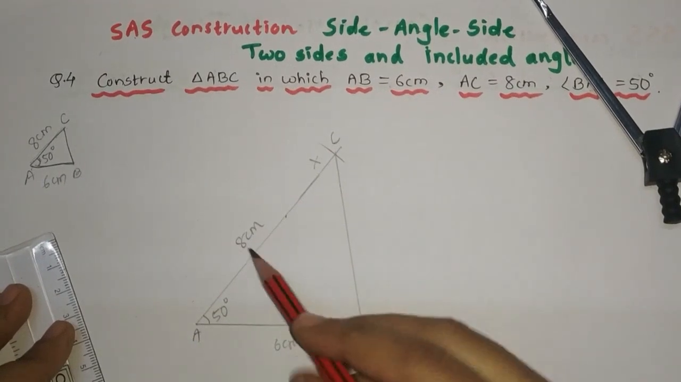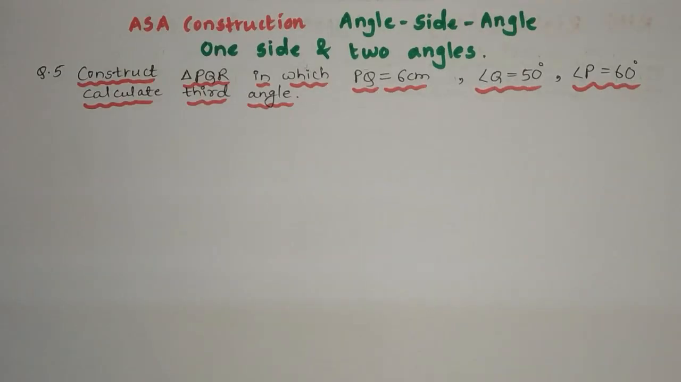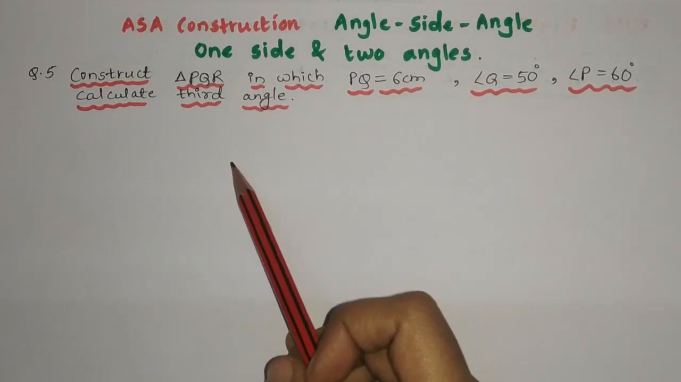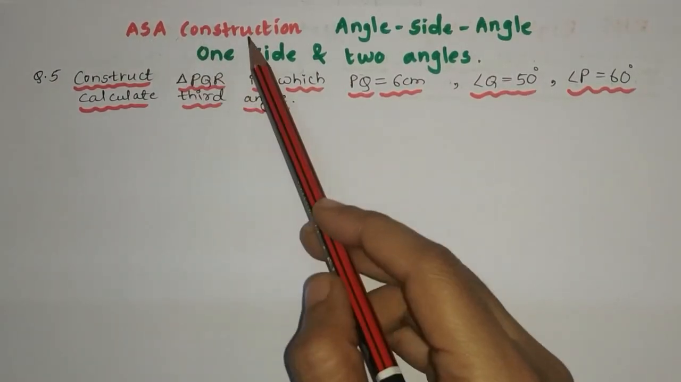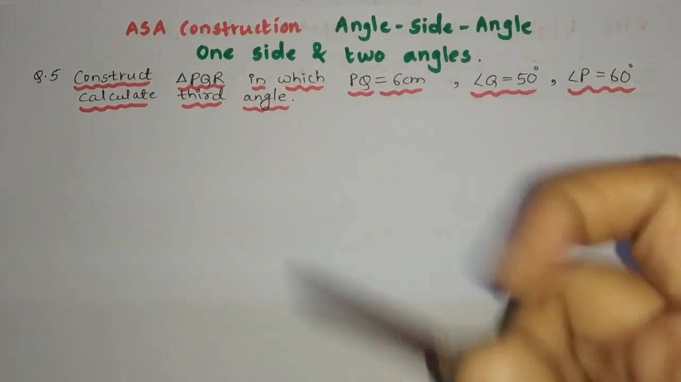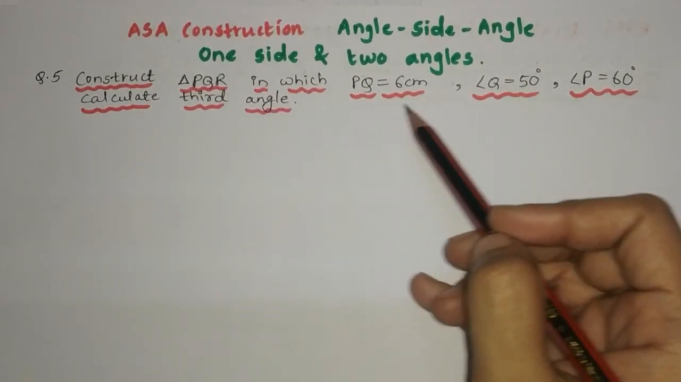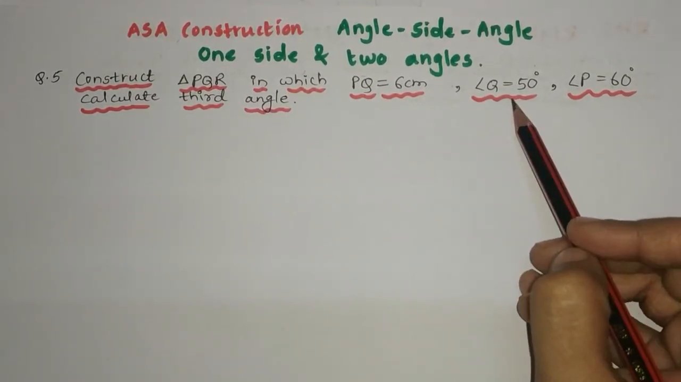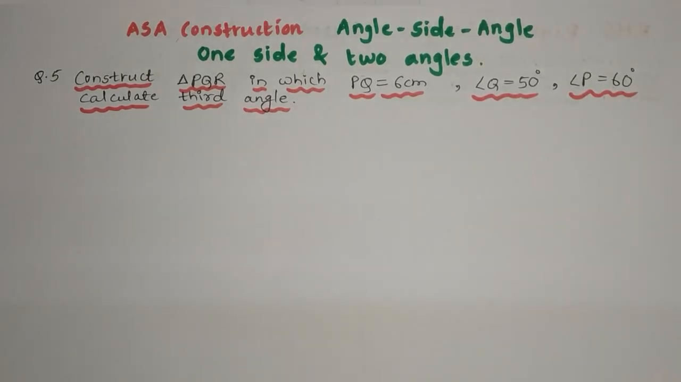So here what we have done, a side angle side, which means two sides and one included angle we have taken. So now dear students, we have another construction, that is angle side angle construction, which means now two angles will be there and one side included in between them should be there. So here construct a triangle PQR in which PQ is 6 centimeter, angle Q is 50 degree and angle P measurement is 60 degree.